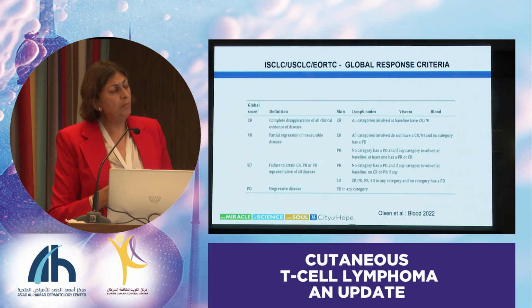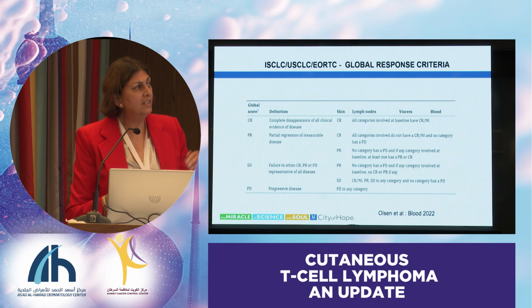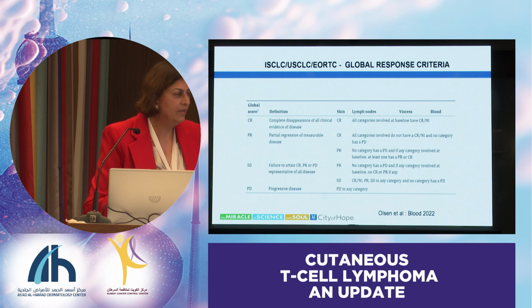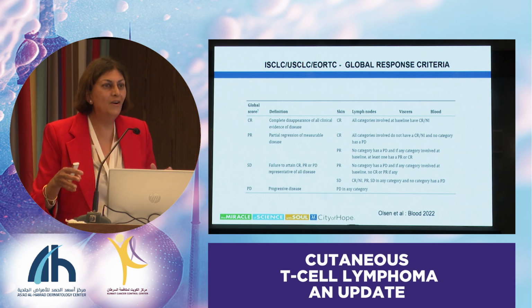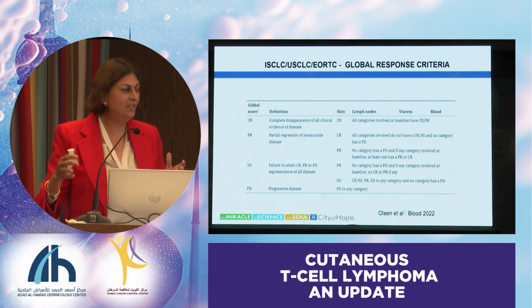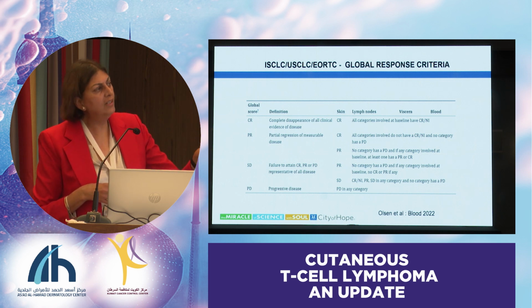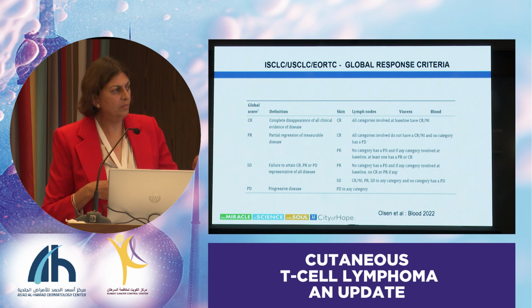This is the triple society, ISCL, USCLC, EORTC global response criteria, where you put all of this together. So this is not an easy disease to follow, as you can see. The staging is complicated, and you look at all these compartments, and then you put them together into CR, PR, stable disease, or progressive disease.